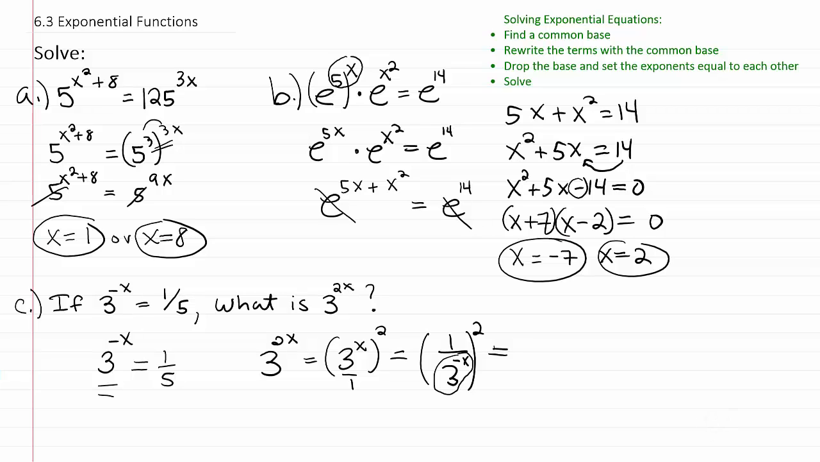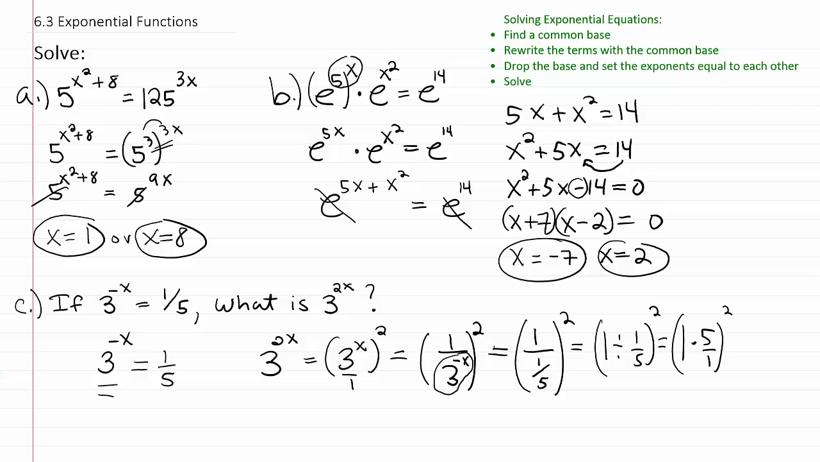So I basically have 1 over 1/5 squared. 1 over 1/5 is just what? The same as 1 divided by 1/5 squared, and that's the same as 1 times 5 over 1 squared, or in other words, that's the same as 5 squared. So my final answer for this expression is that 3 to the 2x is the same as 5 squared, which is 25. And that's the final answer.